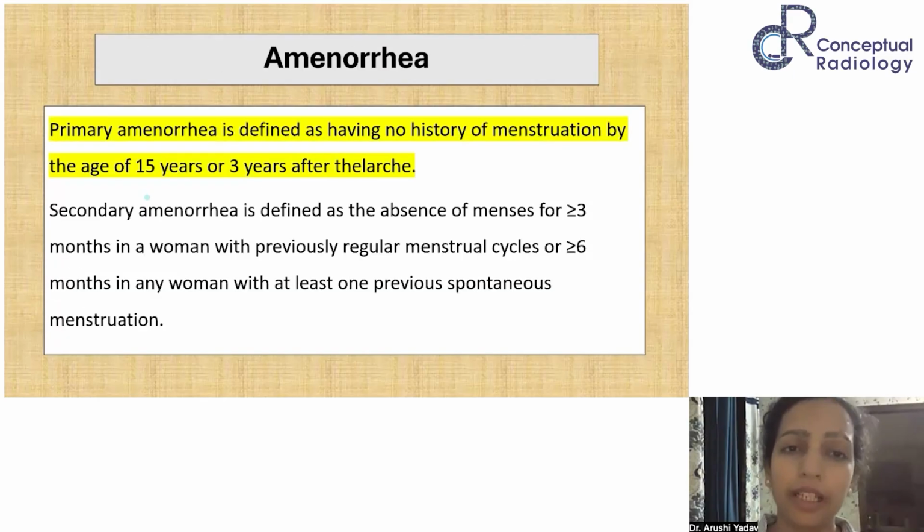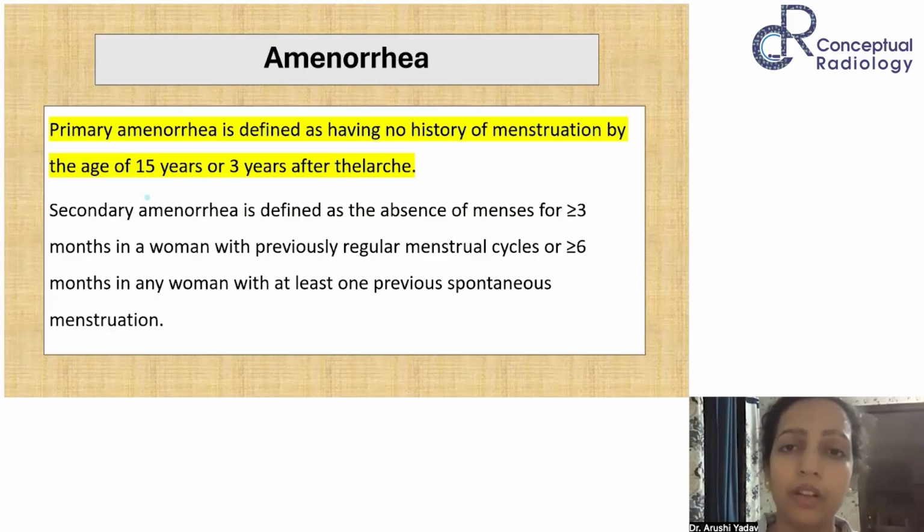So primary amenorrhea, by definition, is having no history of menstruation by the age of 15 years, or 3 years after having breast development or thelarche, right? This is something that we must know clinically. And secondary amenorrhea is defined as absence of menstruation for more than 3 months in a woman with previously regular cycles. Or she should have 6 months of amenorrhea in any woman who actually had at least one previous spontaneous menstruation.